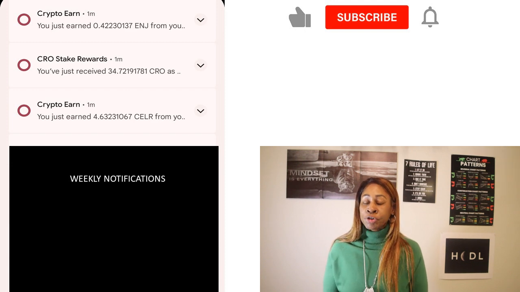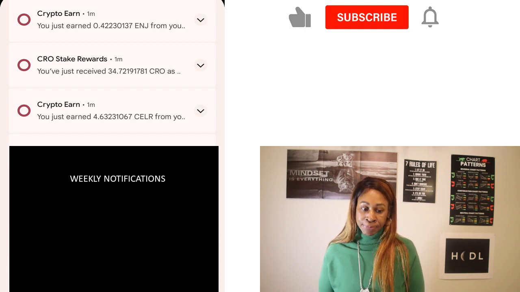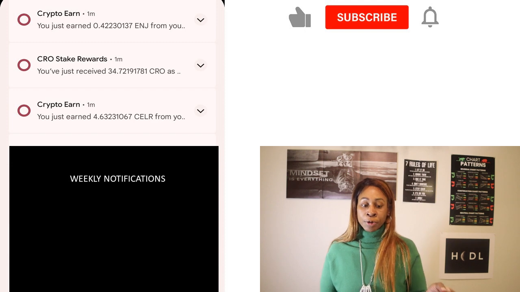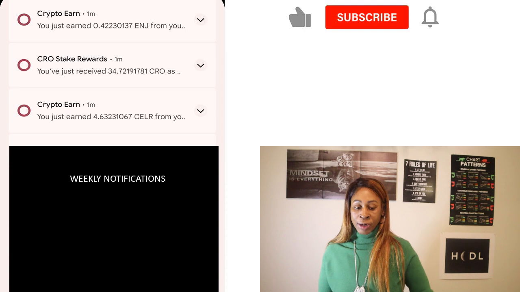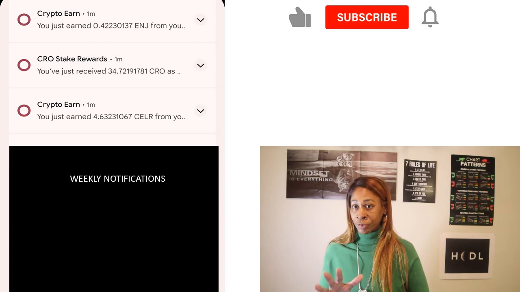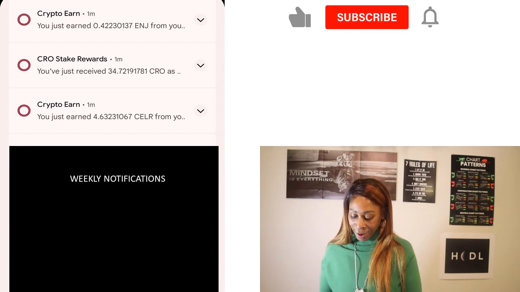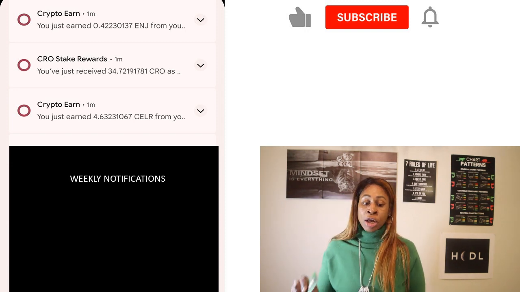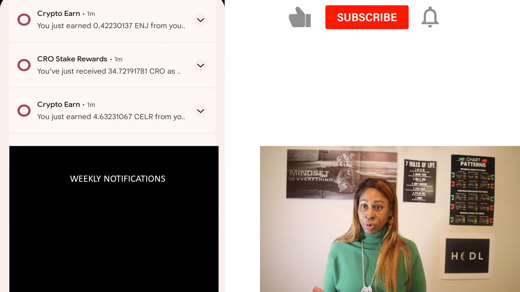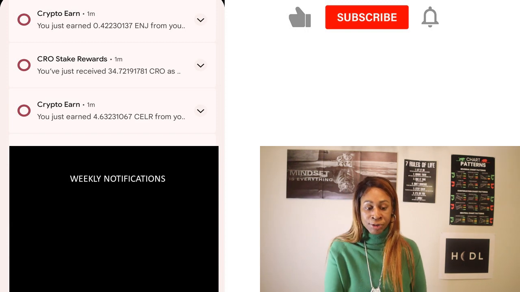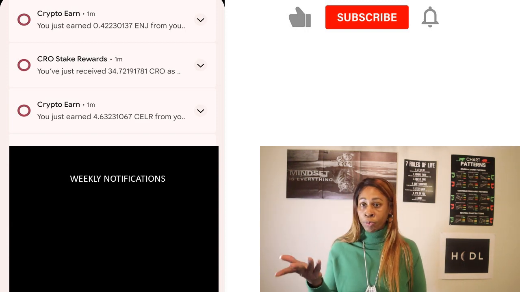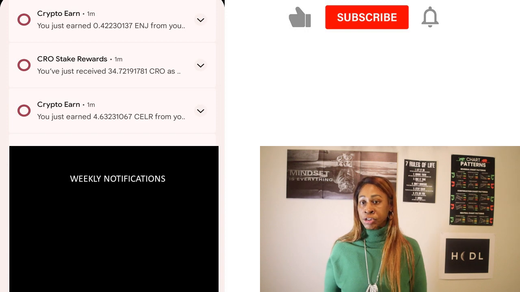Every 5 days, you're going to get an alert that looks like this. It'll say crypto earn, and you can see for Cellar, I had earned 4.632 because I've got several different Cellar accounts. Also, I told you all I have the crypto.com Visa debit, so I earn a staking reward from that as well. I also use Engine because I own Engine, and you can see some rewards there. You get those from weekly notifications. It's just free money.